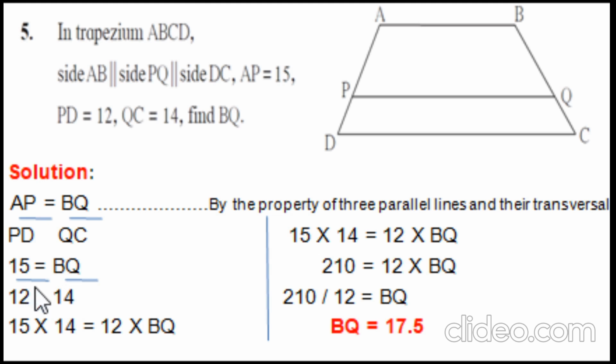Cross multiply: 15 into 14, BQ into 12. So we get 15 into 14 is 210, equal to 12 into BQ. Then BQ is equal to 210 divided by 12. This division is 17.5. So BQ is 17.5.